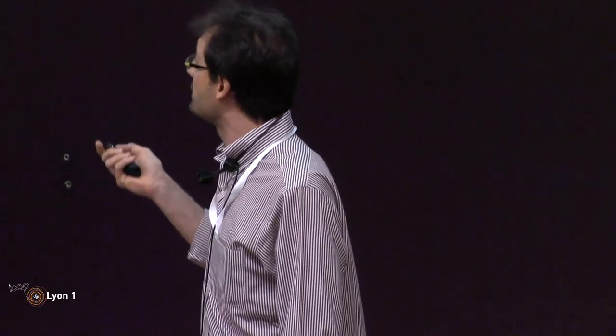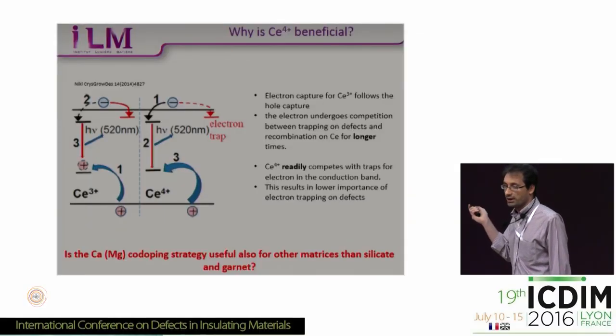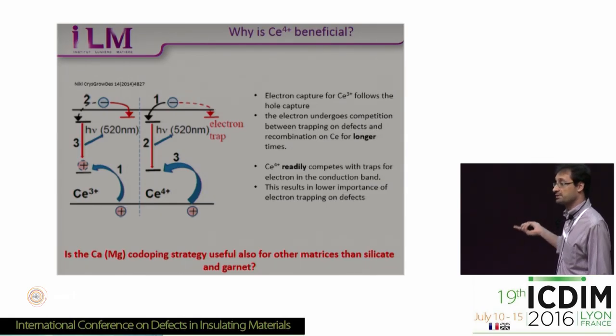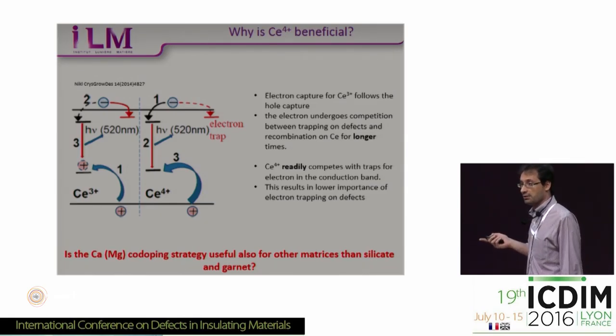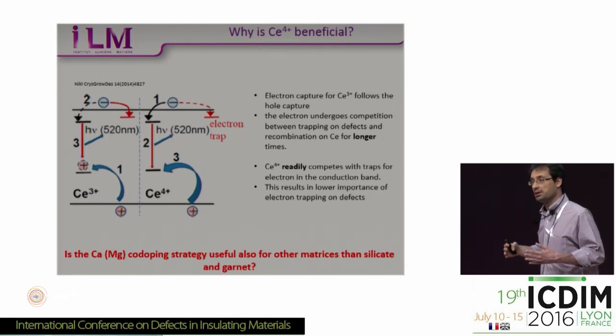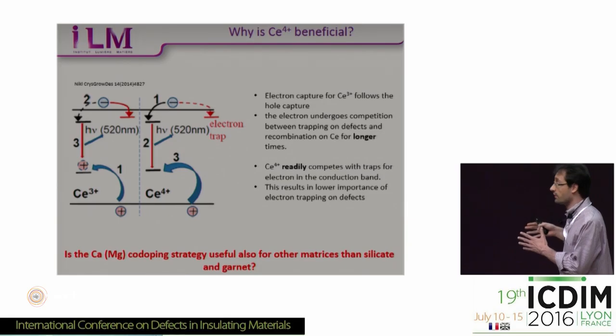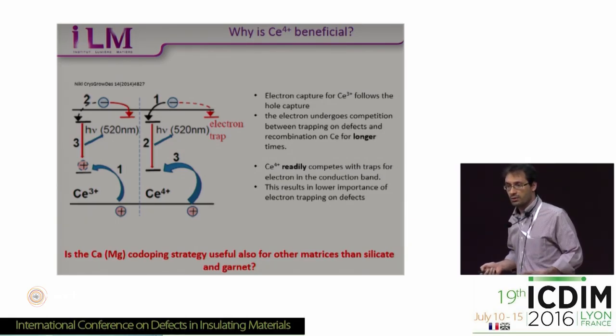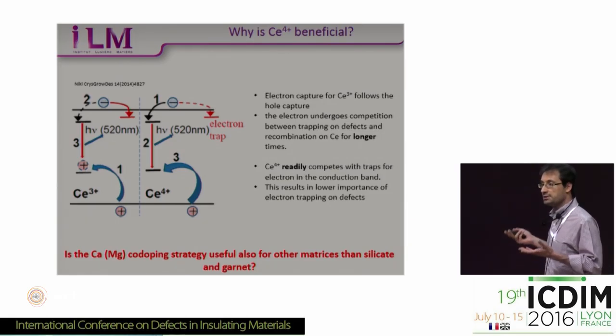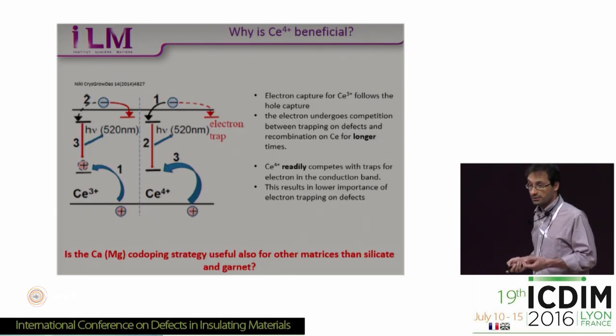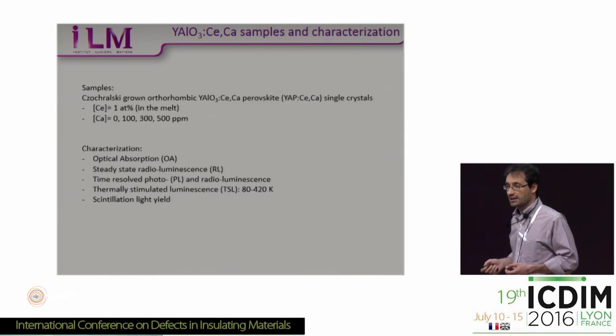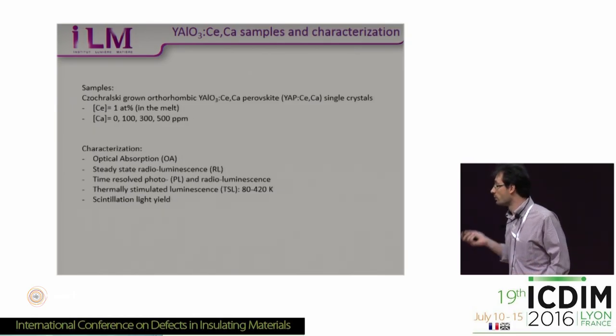And the fact is that this process, the one involving cerium 4+, is likely more effective in capturing the electrons, thus lowering the probability of having electrons stored on defect sites. So our question was, can we use the same strategy on yttrium aluminium perovskite crystals, or are there some other things that will practically make this strategy unusable for cerium-doped YAP?